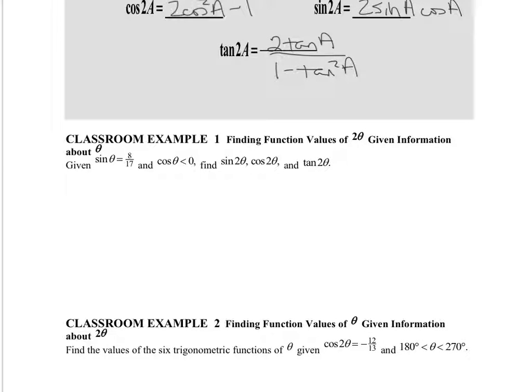Suppose they tell us that the sine of angle theta is the ratio 8/17. And we know that the cosine of theta is less than 0, so it's negative. We're supposed to find what these double angles would be: sine of 2 theta, cosine of 2 theta, and tangent of 2 theta. Now, how do you think we're going to go about doing this? The only thing they've told me is what the sine of angle theta is. I'm trying to find the sine of 2 theta, cosine of 2 theta, and the tangent of 2 theta.